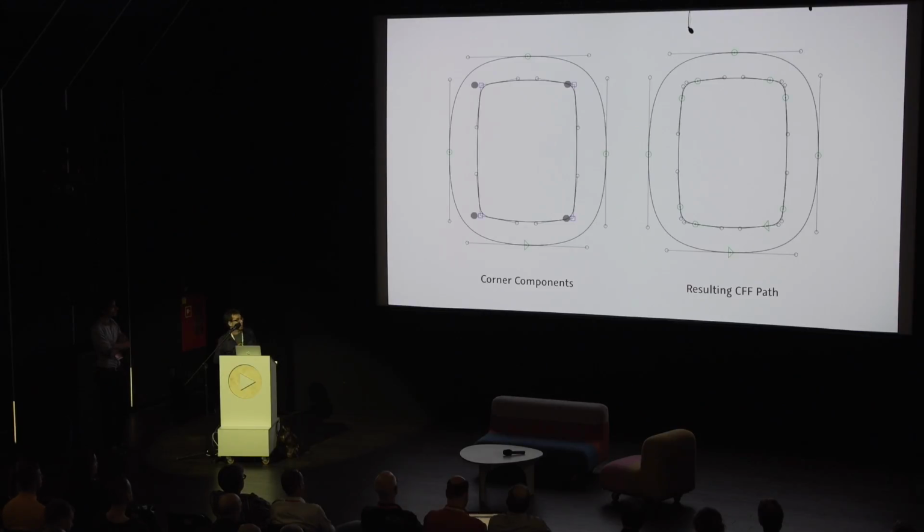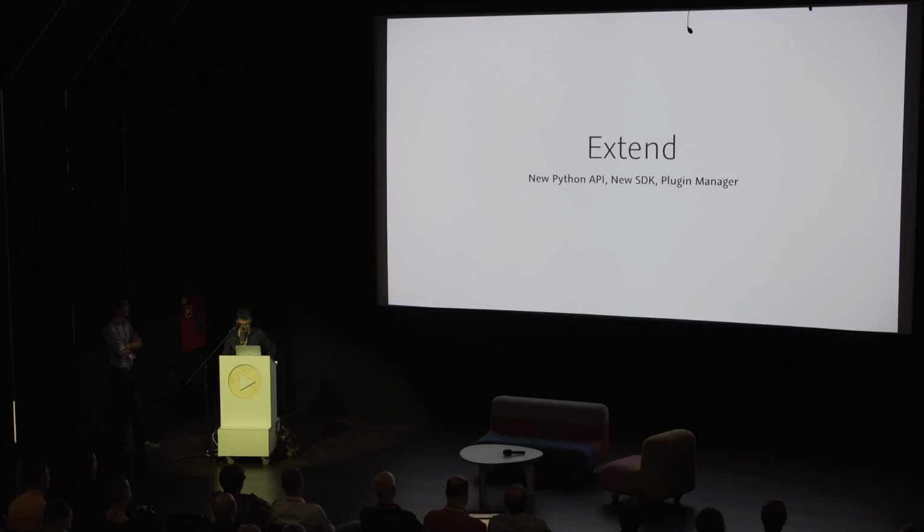So this is what it looks like. With corner components, you can interpolate this. And when it's exported, it will be exported like this. You see triplets of nodes, and they're all at an angle. And so good luck with interpolating that. I tried it. It doesn't work. Now it does.